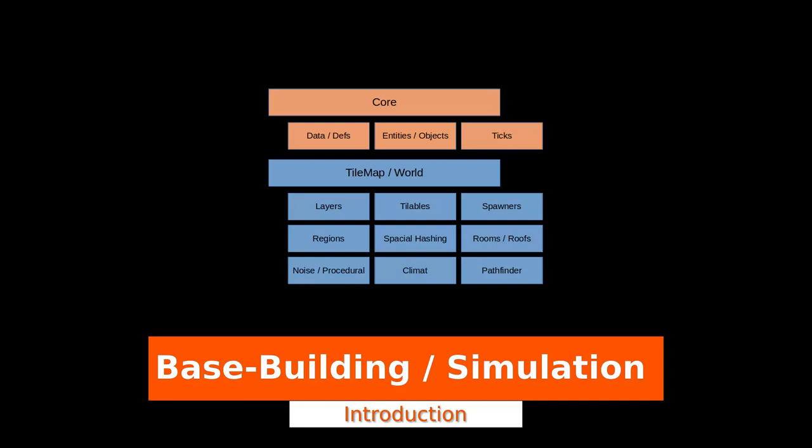We are going to generate our world using noise to be able to make a procedural map. Then we are going to have a climate system. And I don't know exactly how this is going to work, so we'll come back on this later. And a pathfinder based on Astar. So quite simple for the start, right? That's it for this part.